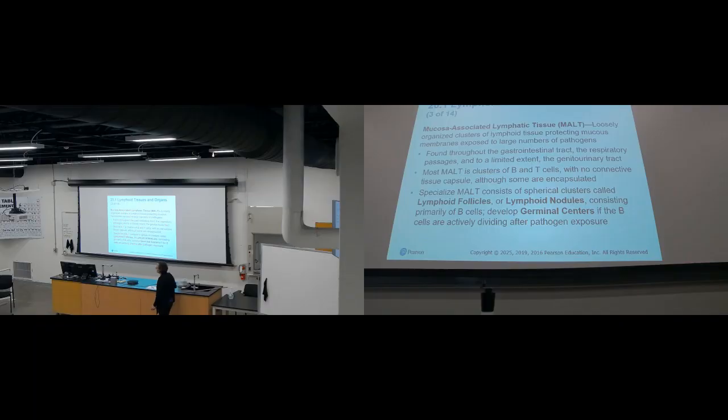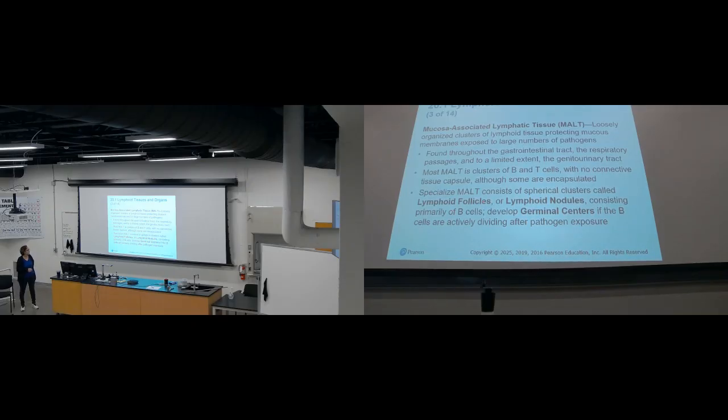Now, mucosa-associated lymphoid tissue, also known as MALT, is loosely organized clusters of lymphoid tissue. And it is associated with mucosas within the gastrointestinal system, respiratory system, and genitourinary system. And within specific areas, we have specific names for these tissues. For instance, in the ileum, the mucosa-associated lymphatic tissue is known as Peyer's patches.